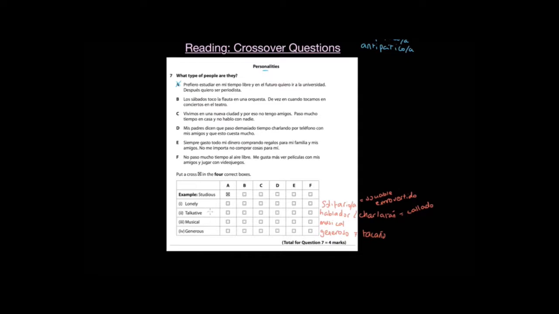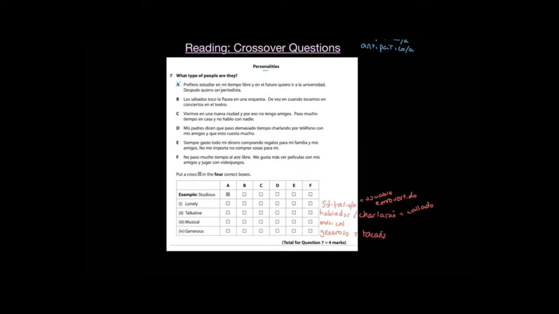But remember, this is a higher paper. So the chances of someone describing themselves with these words, solitario, hablador, musical, or generoso, are very slim. Chances are they're going to, as you will see here, describe what a lonely person is like, what a talkative person is like, what they do. So let's start having a look at the example to start with.